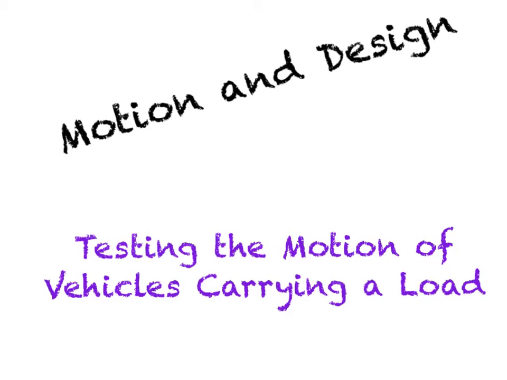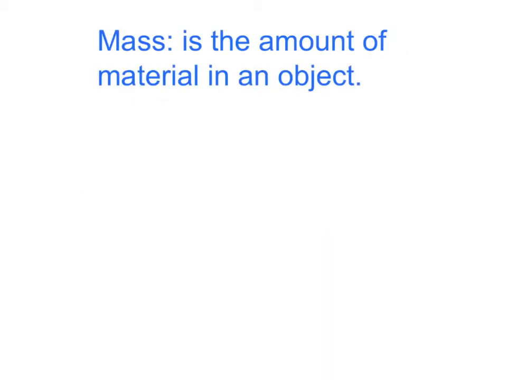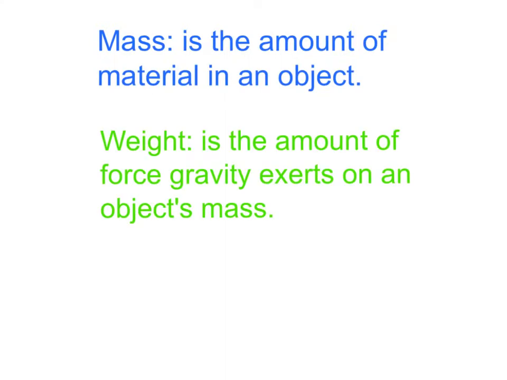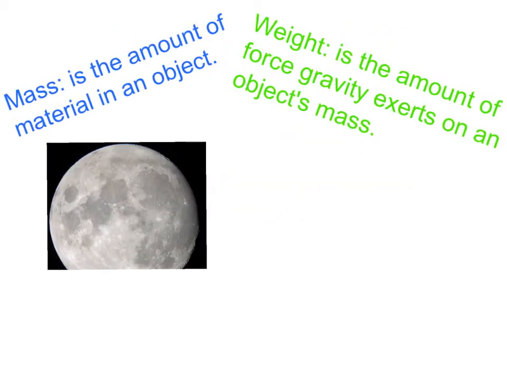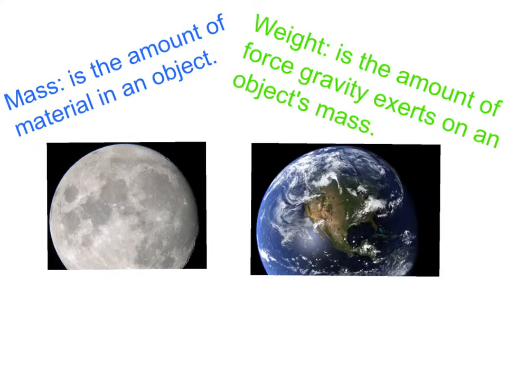Today for Motion and Design, we're testing the motion of vehicles carrying a load. So mass is the amount of material in an object. Weight is the amount of force gravity exerts on an object's mass. On the moon, people weigh 1/16 as much as on Earth, but their mass is the same. The mass of a vehicle is proportional to, but not the same as, the vehicle's weight.